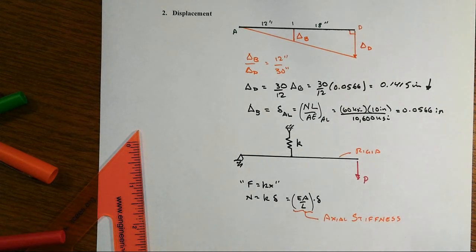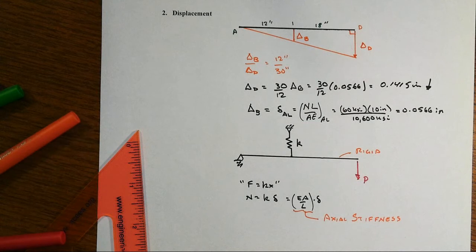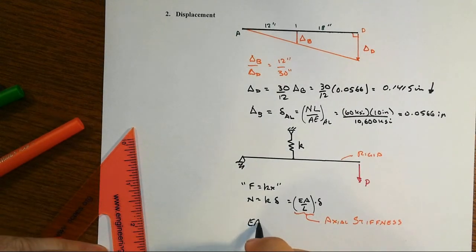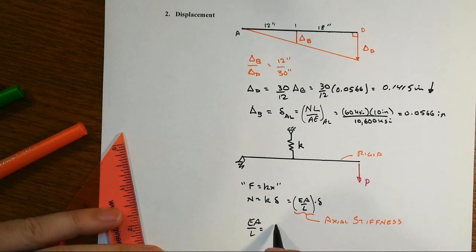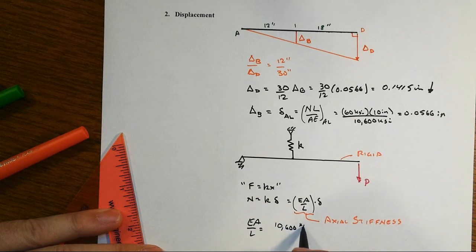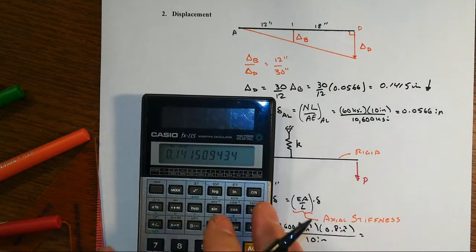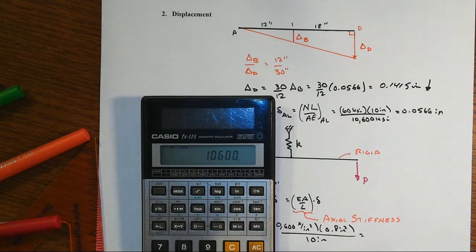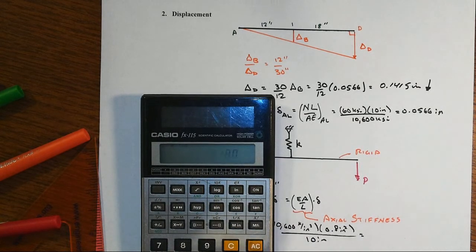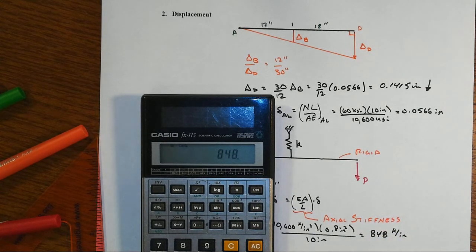Right? And so here, let's just get a sense of the scale of this. EA over L for this rod, we got the E at 10,600 kips per square inch. We have 0.8 square inches of area over the length of only 10 inches. And this number is going to be pretty gigantic. It's going to be 848 kips per inch. You say, well, 848 is not a big number. Whoa, whoa, whoa, whoa, whoa.